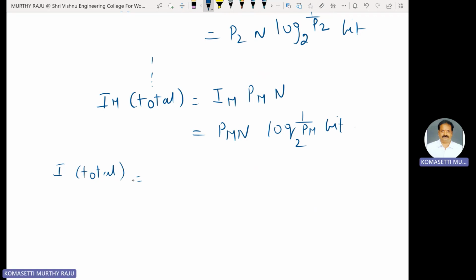I total is equal to total information content of the message. The message contains N symbols. N symbols means S1 N times repeatedly occurred in the message, S2 N times repeatedly occurred in the message, SM repeatedly occurred in the message. That is called as long message.